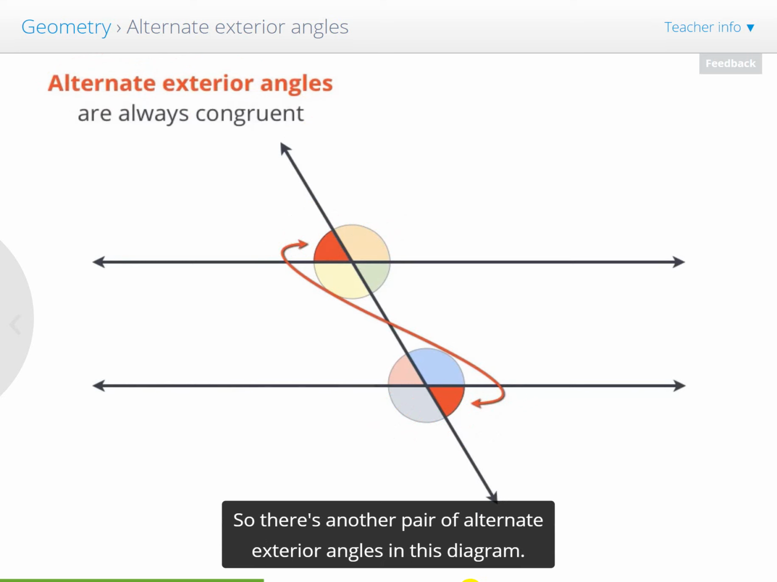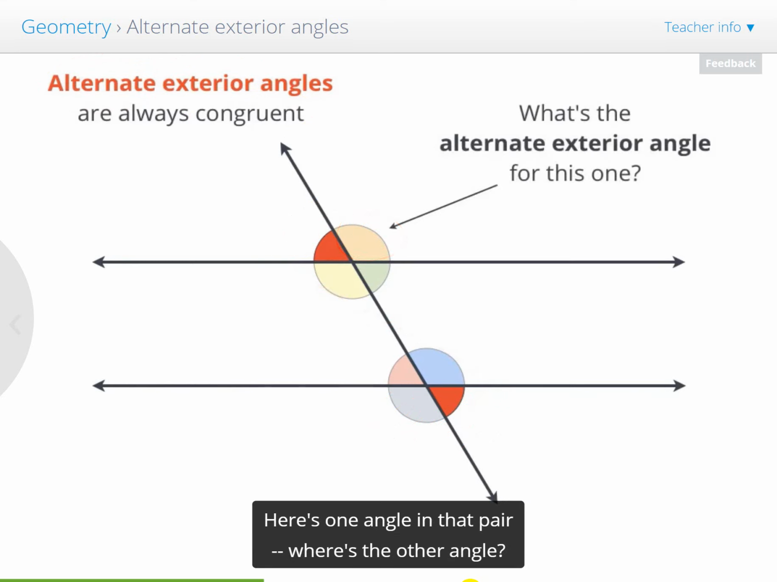So there's another pair of alternate exterior angles in this diagram. Here's one angle in that pair. Where's the other angle?